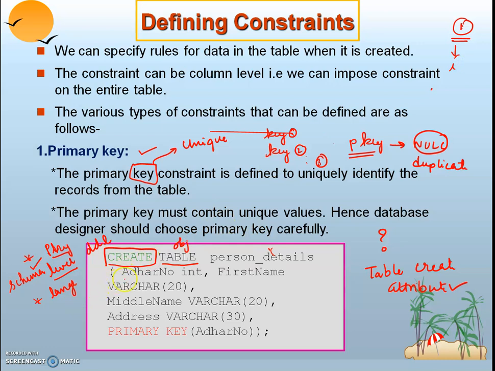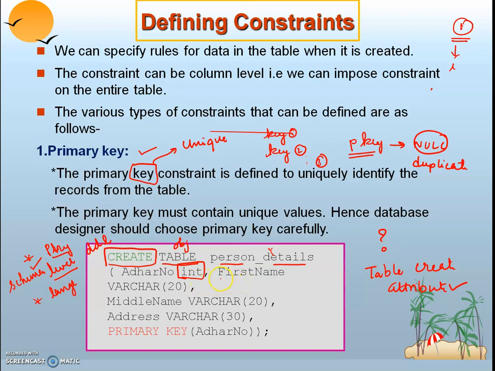So now once I create the table, I'm fixing the name for the table as person details. Now look into the bracket. What attributes do I have here? The first one is Aadhaar number, and what is this int here? I'm fixing that the Aadhaar number should be an integer. That means the data type.